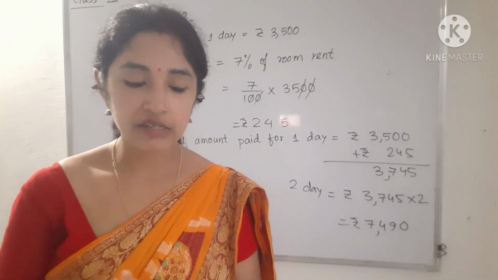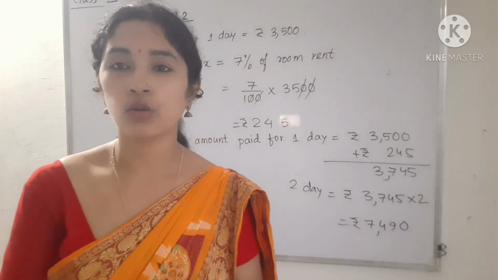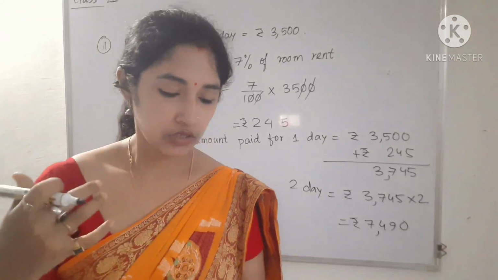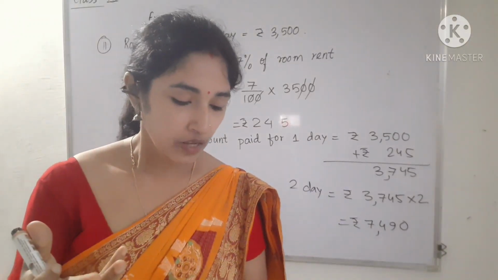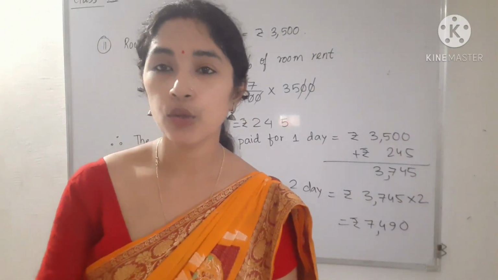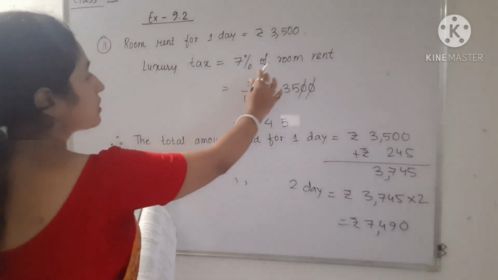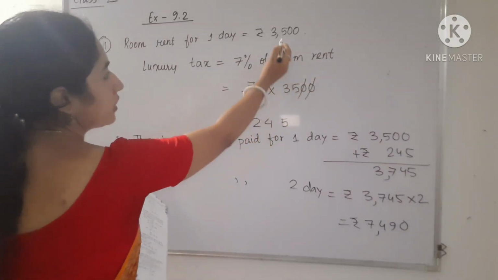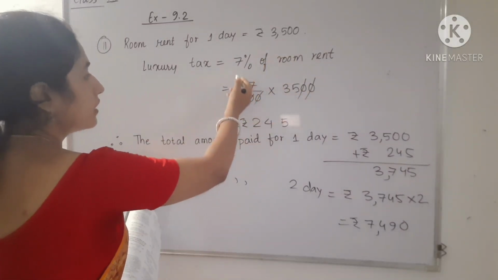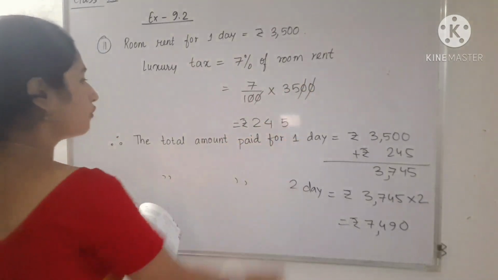Okay, but one more condition is given, and that condition is he also had to pay a luxury tax. There is a tax which has to be given for the room, and that is 7% on the room rent. So we can write like this. See, luxury tax is 7% of room rent, and room rent is 3,500. So we can easily find the 7% of this, and the 7% of this is rupees 245.